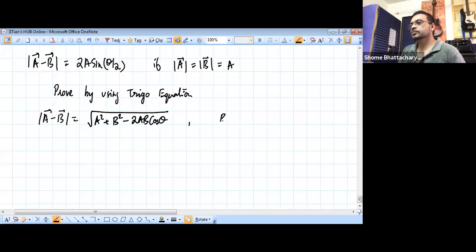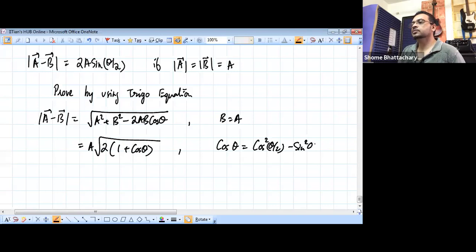So here put B equal to A. So next step this becomes E into square root 2 into 1 plus cos theta. Now here put cos theta as cos square theta by 2 minus sin square theta by 2. And so you want to get rid of the 1.